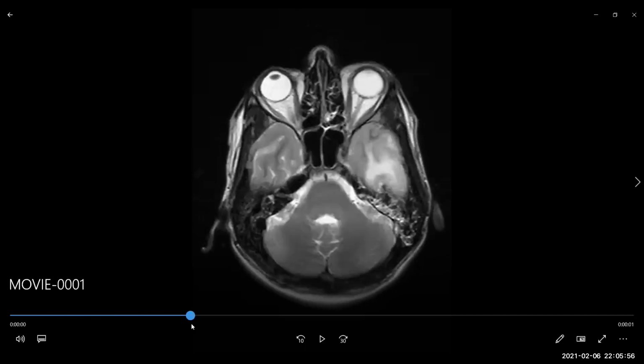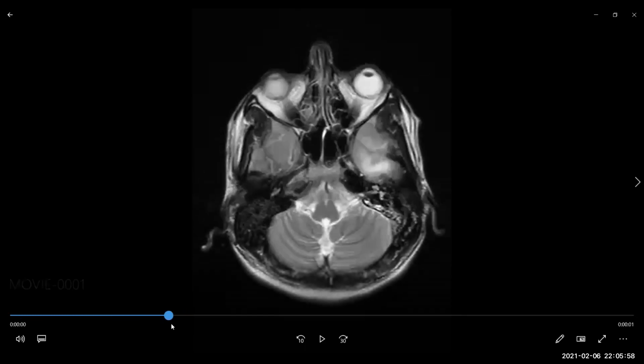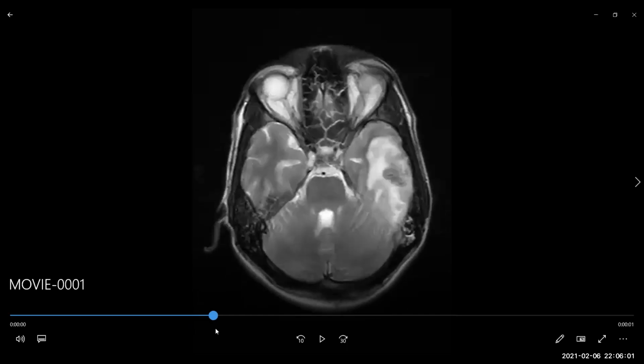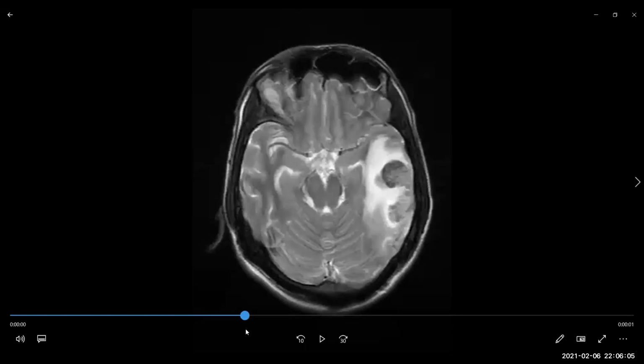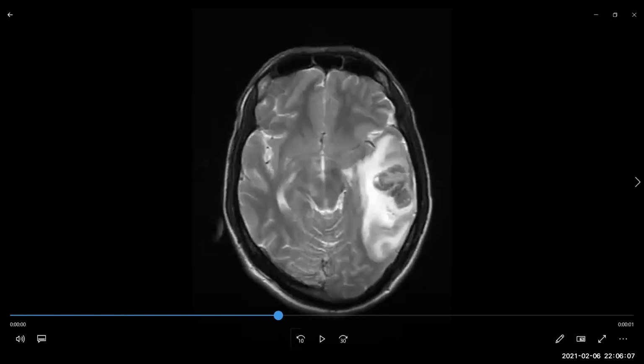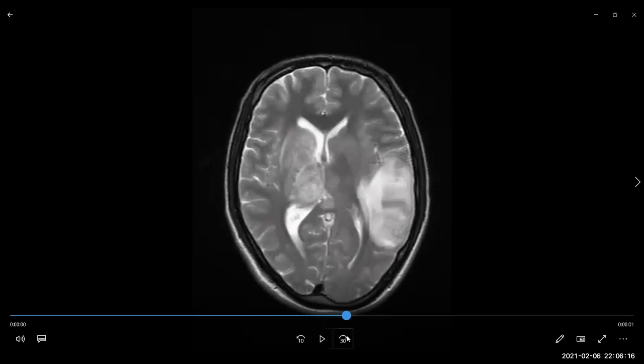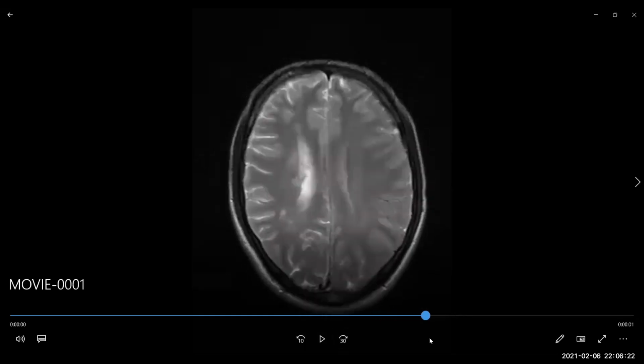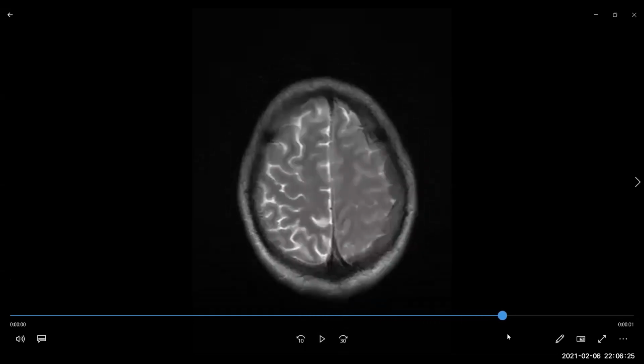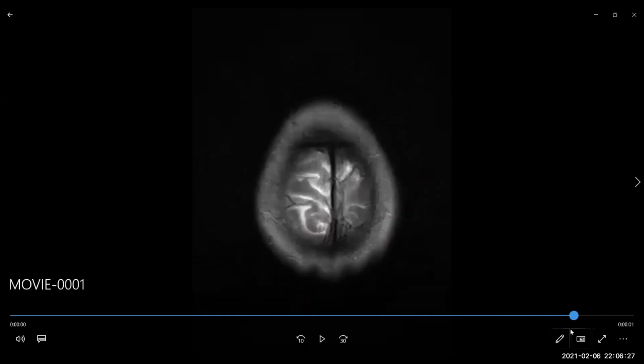T2 weighted axial image. I am seeing from below upwards, where I can see abnormality involving the left temporal lobe with T2 hyperintensity involving the white matter, and there is also T2 hypointensity at the cortex with some intraaxial lesion probably. There is some involvement of the right thalamus and basal caudate nucleus.